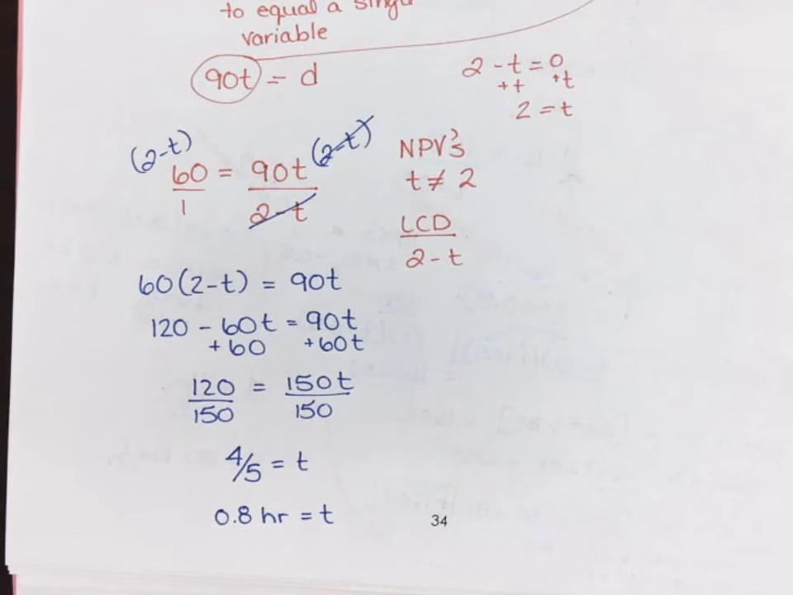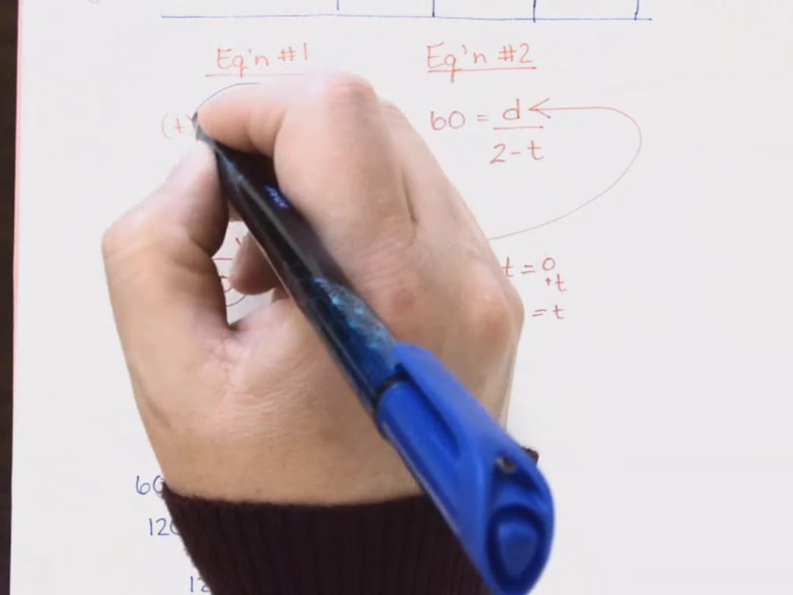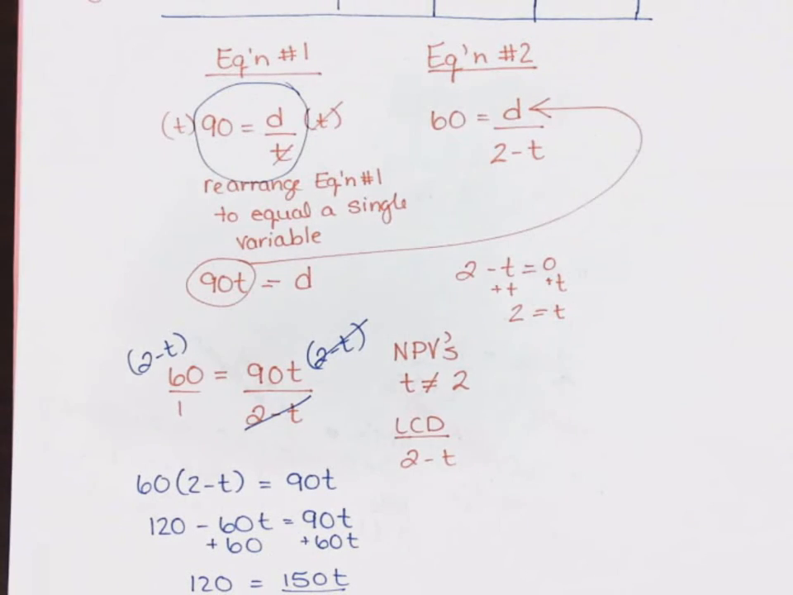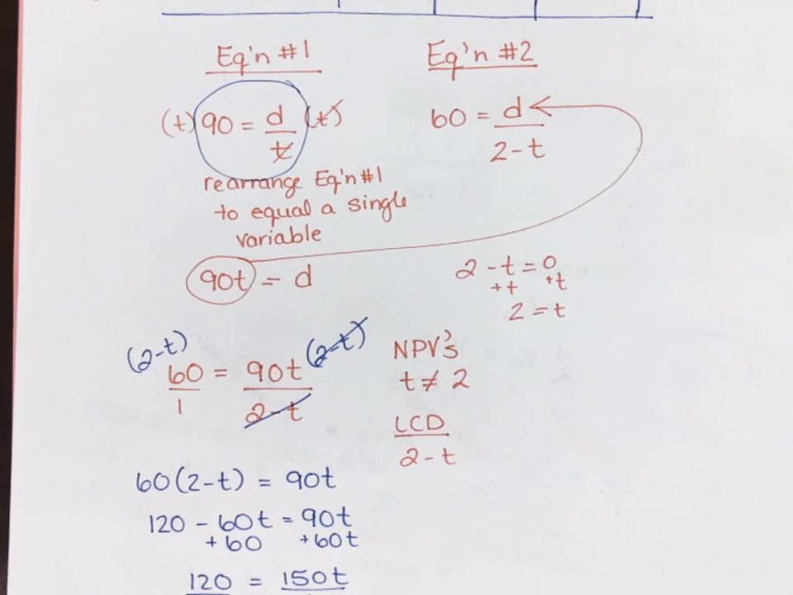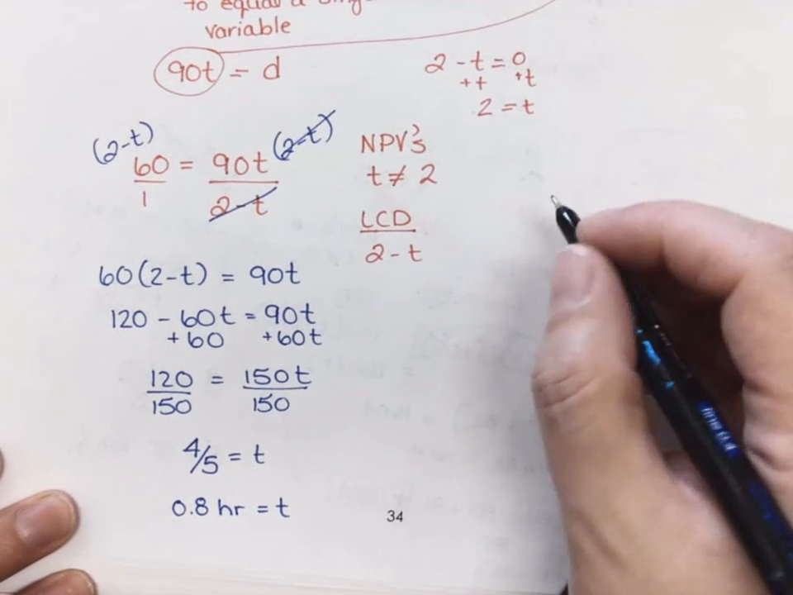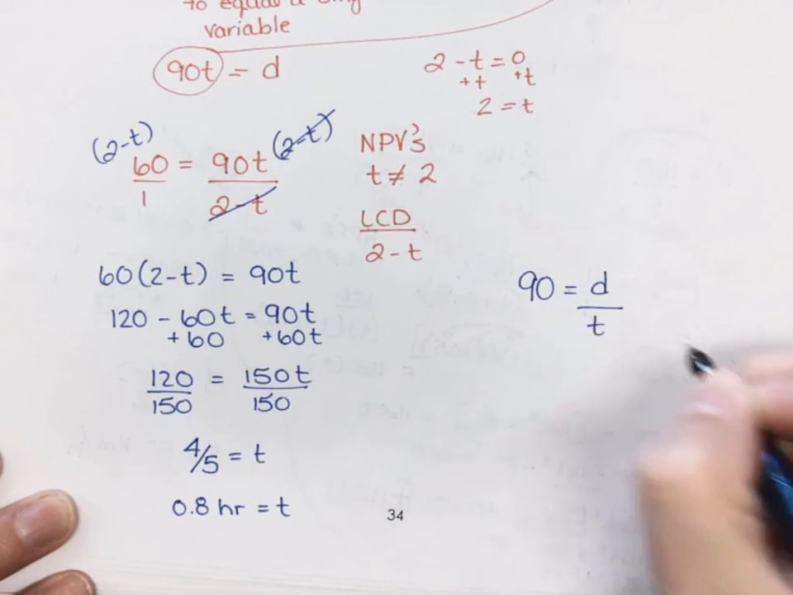But the question asks, how far away do I live from the cabin? And right now you just found the time that it takes me to get to the cabin. So again, I'd go back to that original equation. FYI, it will work in both equations. The reason why I keep picking equation 1 is because it's the simplest out of them all. Does that make sense to everybody? Okay. So I'm going to substitute it into 90 equals d over t.